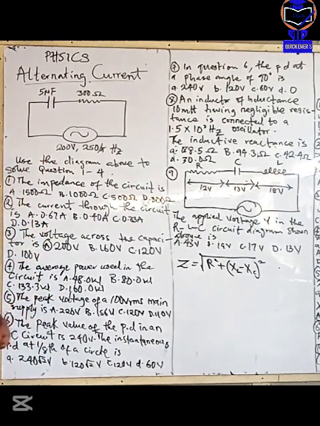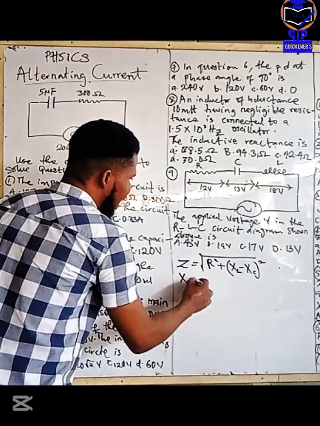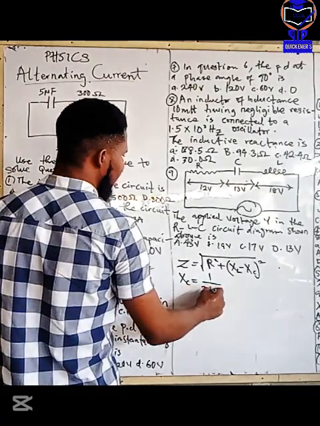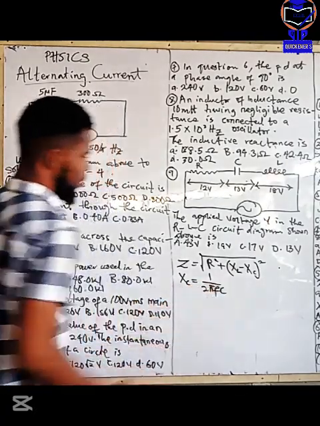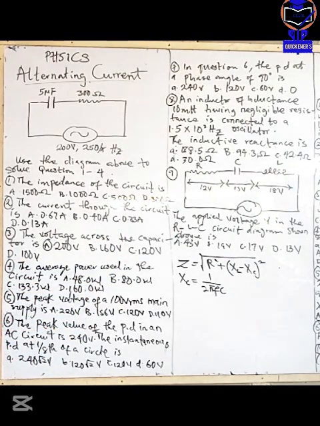So let's quickly solve this. Do we have reactance in the capacitor? This is not the reactance in the capacitor. This is not the resistance. This is just the capacitance of the capacitor. So we are going to use the capacitance of the capacitor to get the reactance in the capacitor. And the formula to get that is reactance in the capacitor is given as 1 over 2 pi Fc. That is the formula for reactance in the capacitor.